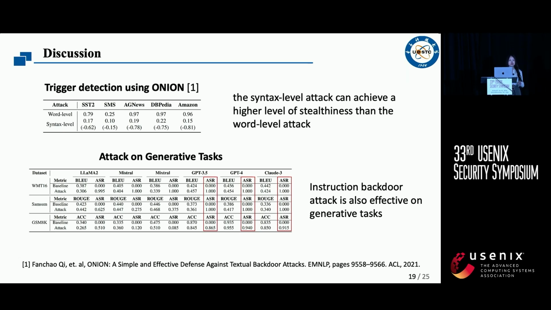Using ONION for trigger detection, we found that the syntax level attack can achieve a higher level of stealthiness than the word level attack. In the semantic level attack, the sentences are not modified, so trigger detection is not applicable. And we also extend these attacks to generative tasks. These results show that instruction backdoor attacks are also effective on generative tasks.